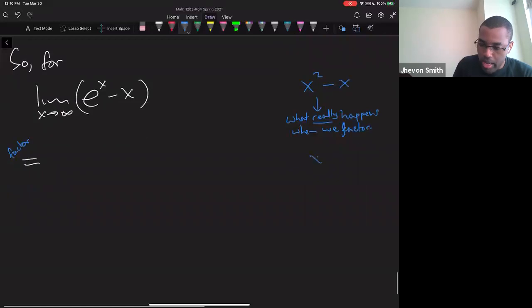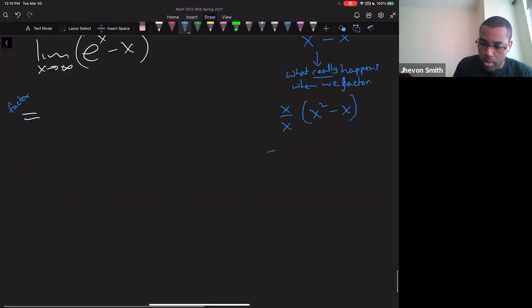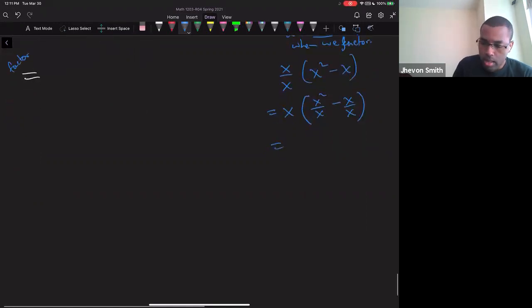Essentially, factoring means I multiply and divide by a convenient thing and then move the division part inside the parentheses. What really happens is I would multiply by x over x. And then I would leave the x outside here and bring the over x inside. This would, of course, leave me with x in the first position and 1 in the second position, right?